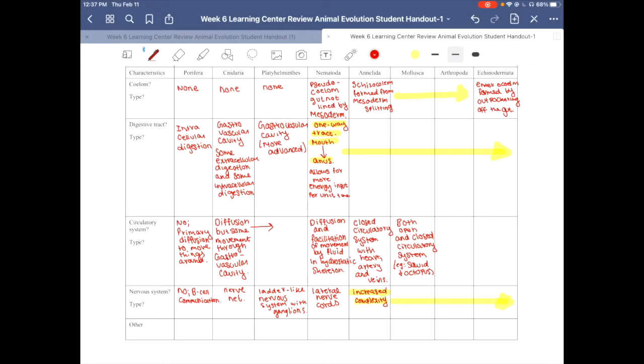Okay, and then for Arthropoda, all their species are gonna have an open circulatory system. We're not gonna find any closed circulatory systems here. And then our final phyla, the Echinodermata, they're gonna have species with only closed circulatory system.